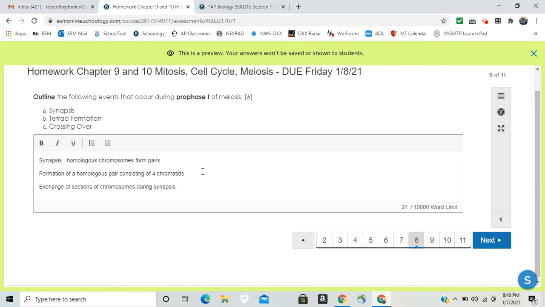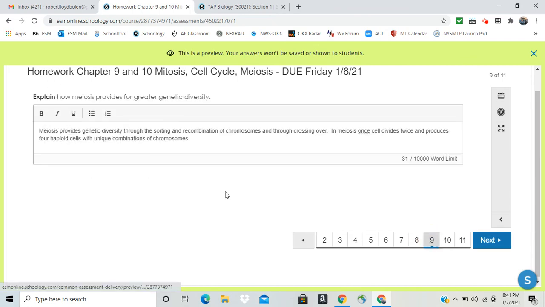All right, let's go to 8. Outline the following events that occur during prophase 1. So synapsis, that's when the homologous chromosomes actually form pairs. Tetrad formation is the actual formation of those homologous pairs, and it consists of 4 chromatids. Crossing over is simply the exchange of sections of chromosomes during synapsis. That leads to increased genetic variation.